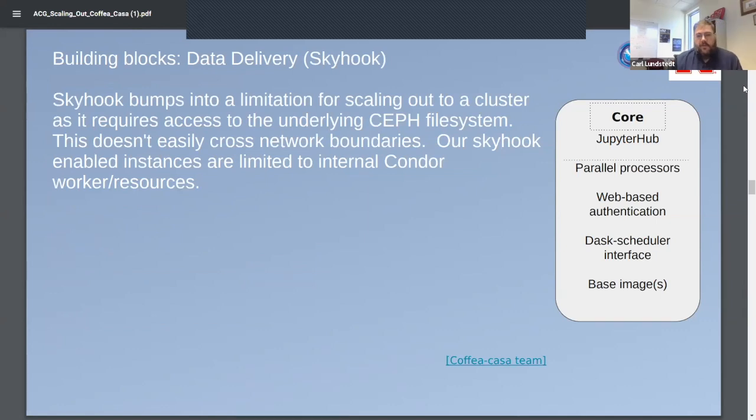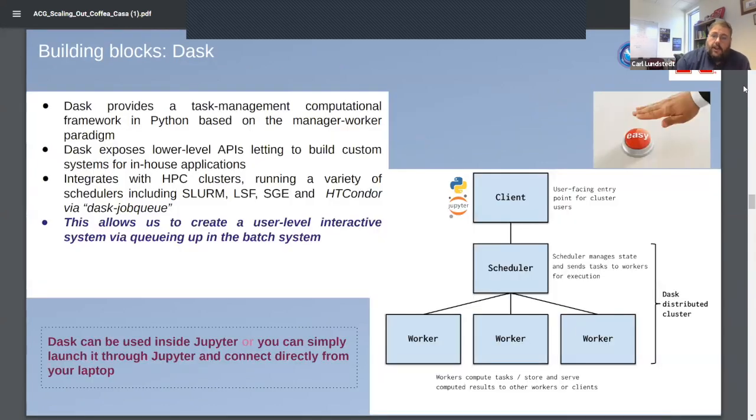We've also deployed a little bit of Skyhook. My only comment about Skyhook is we're bumping into a limitation. Skyhook being built off of Ceph and Ceph block systems requires direct access to the underlying Ceph file system, and that doesn't easily cross network boundaries. Whether I could do this with some sort of RADOS gateway or whatever is beside the point. Right now, it's limited, and so if I spin up to Condor, those worker nodes cross a network boundary and are not able to talk to Skyhook. And so our Skyhook instances are limited to the resources that we can provide inside of Kubernetes.